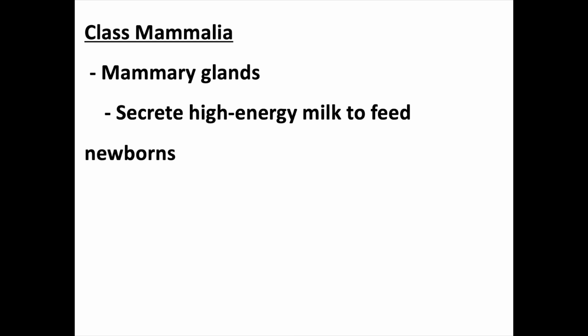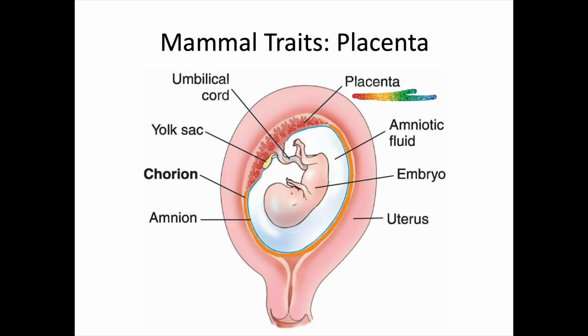The feature for which mammals are named is the mammary glands. These secrete high energy milk to feed our newborns. Another feature associated with mammals is something called the placenta. So you may have seen the placenta back in this slide. I used this earlier to point out the amnion and the amniotic fluid. So yep, we're still part of clade Amniota here.